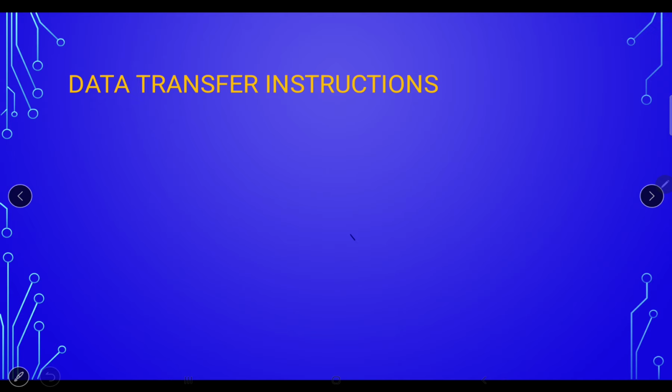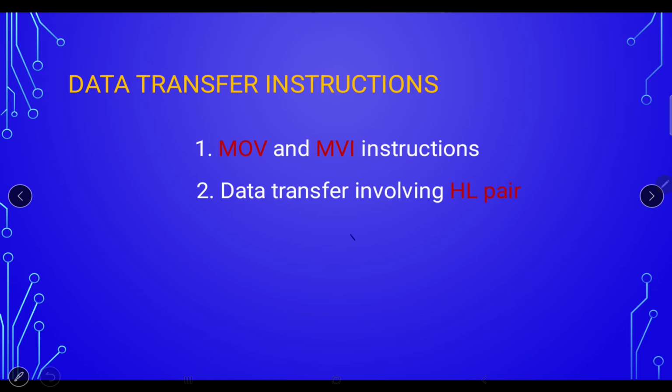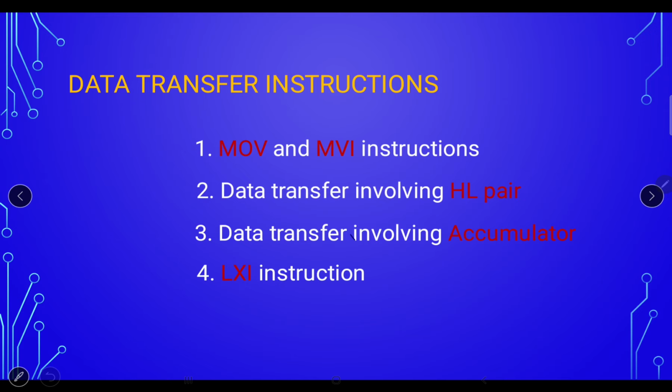In this video, we will discuss all the data transfer instructions. There are many types of data transfer instructions. What I have done is I have divided all the data transfer instructions into 4 categories. The first category is MOV and MVI instructions. Second is data transfer involving the HL pair. Third is data transfer involving the accumulator, and the fourth one is LXI instruction.